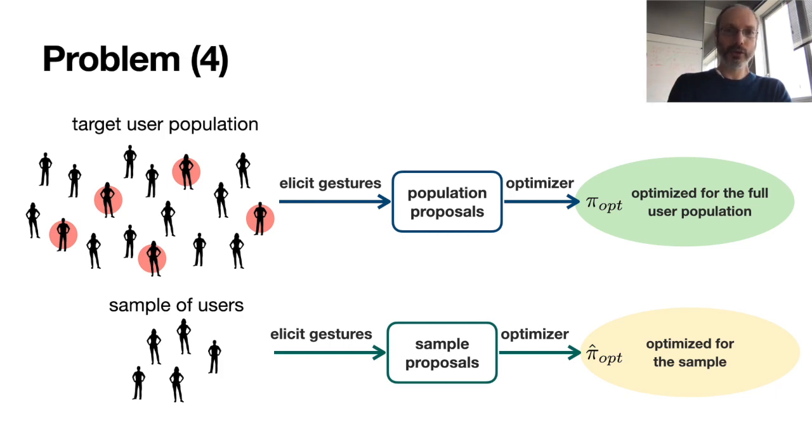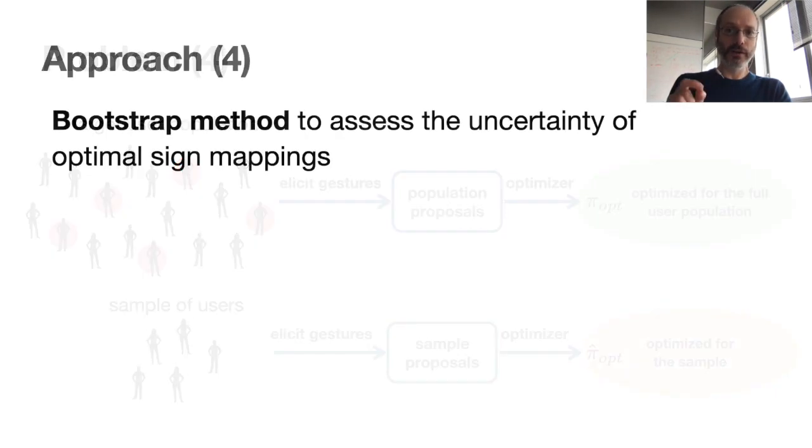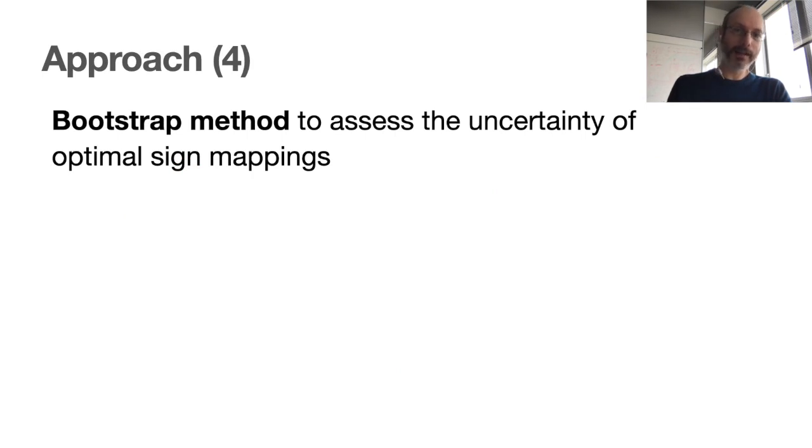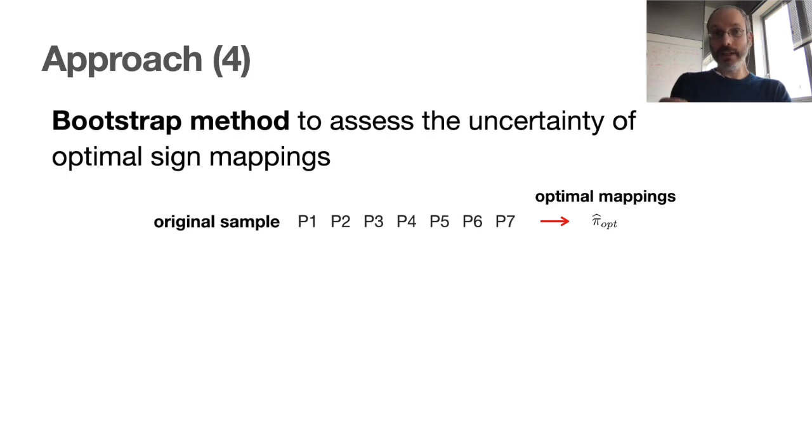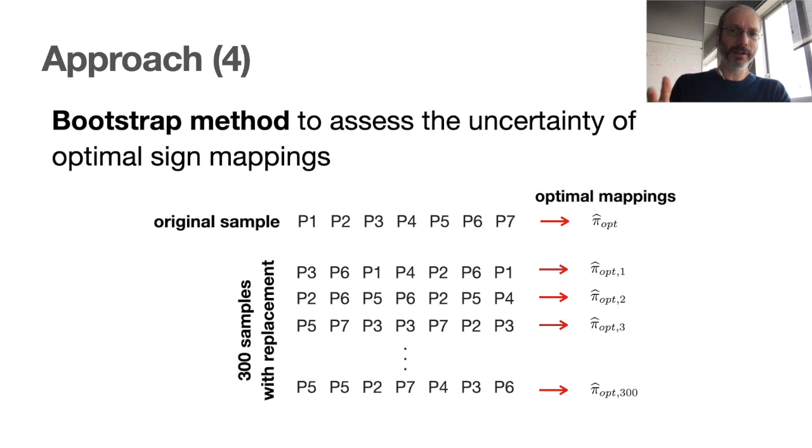To assess but also to communicate the uncertainty of optimal sign mappings, we apply the bootstrap method. The idea is that instead of only running optimization once, we repeat it a large number of times by resampling the original sample. This way, we evaluate the variability and robustness of our sign vocabulary.